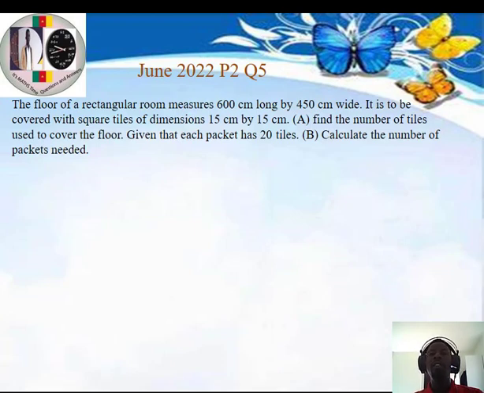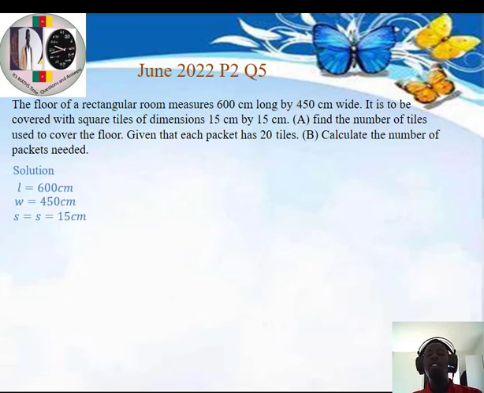Now let's start by collecting data. The data that has been provided to us are the length of the floor, which is 600 centimeters, the width of the floor, which is 450 centimeters, and the dimension of the tile, which they say is a square, so the sides are equal. Each side is 15 centimeters.